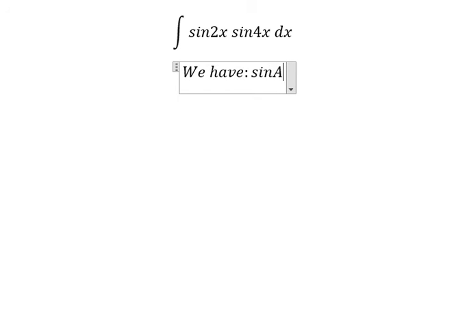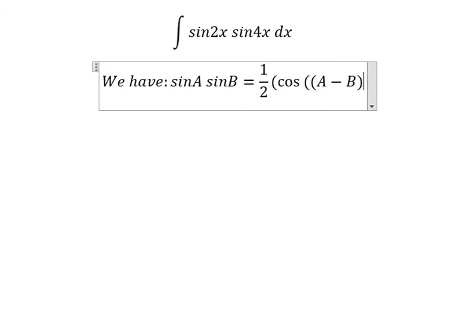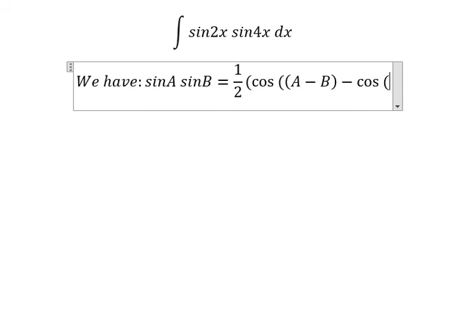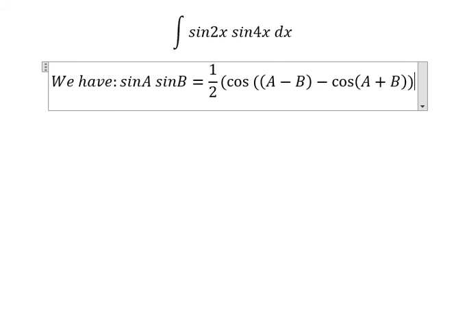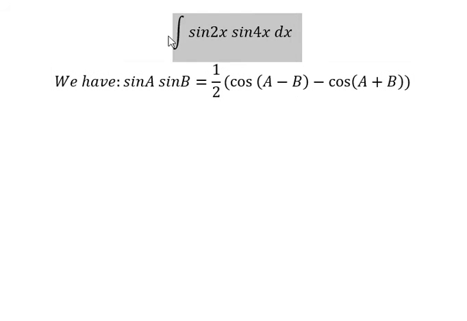That's about sine A sine B equals 1 over 2 cosine of A minus B minus cosine of A plus B. So we apply the formula in here.